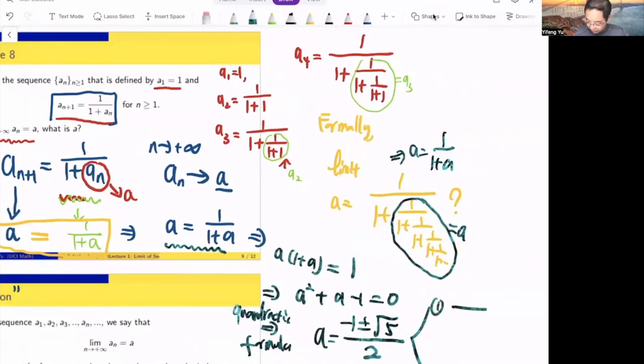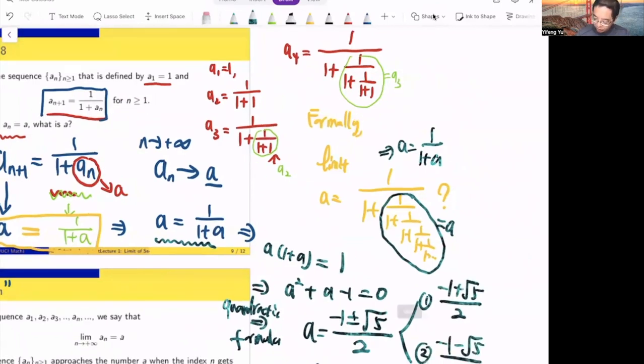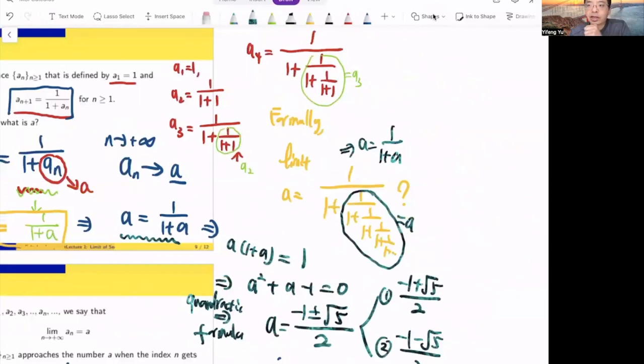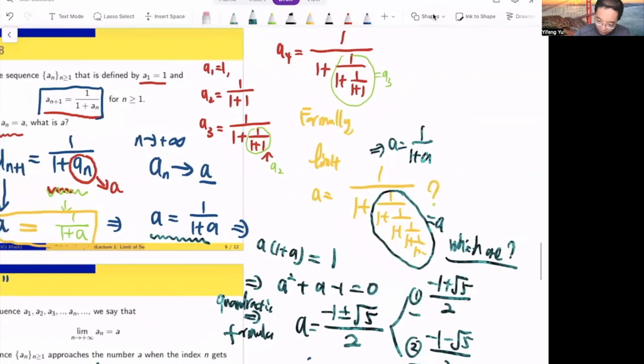So option one is one half times minus 1 plus the square root of 5. And option two is one half times minus 1 minus the square root of 5. So which one is the correct one? A sequence has only one limit. It cannot have two limits, right? Because the whole sequence approaches a single number. Now here we have two options, so which one is the correct limit? Let's go back to our sequence. If you look at the sequence right here, right?